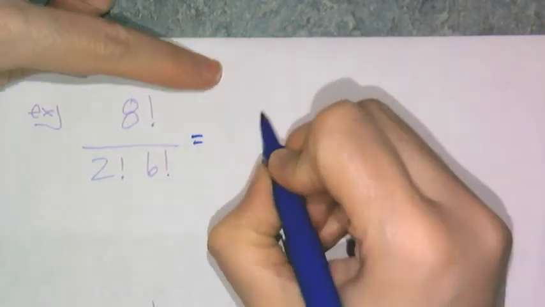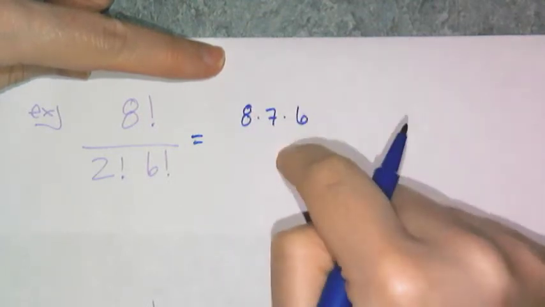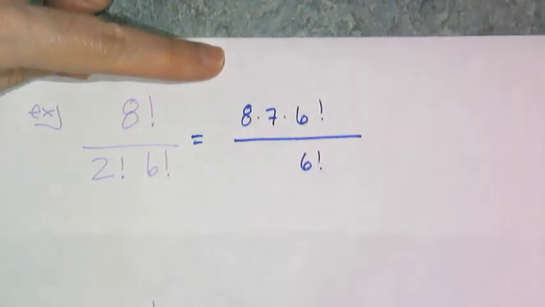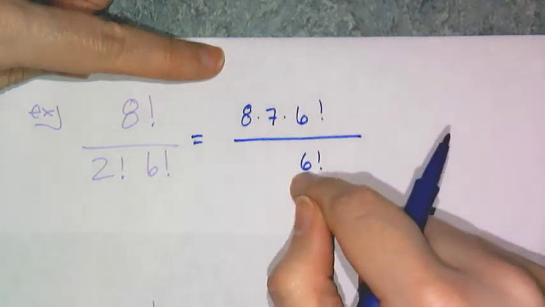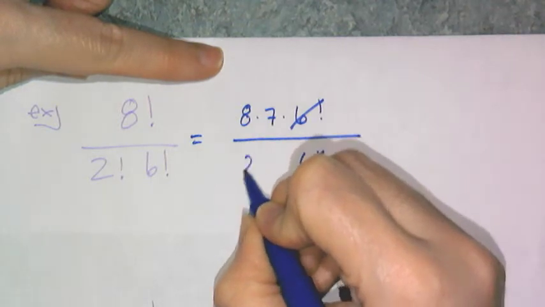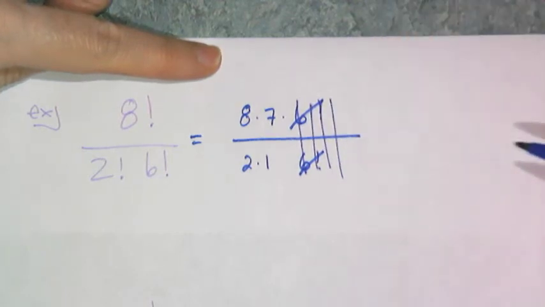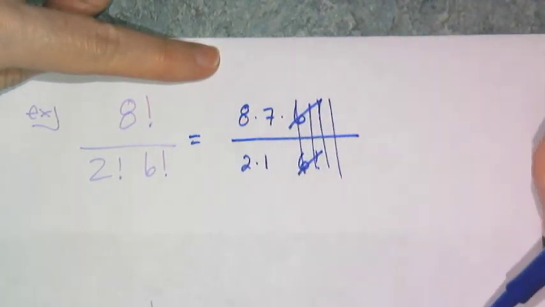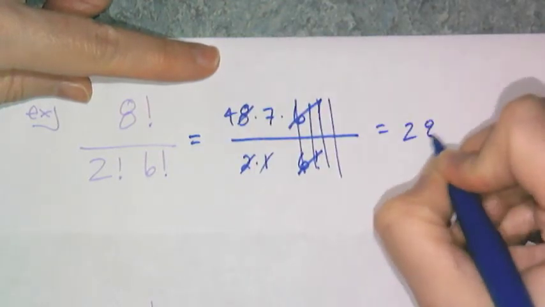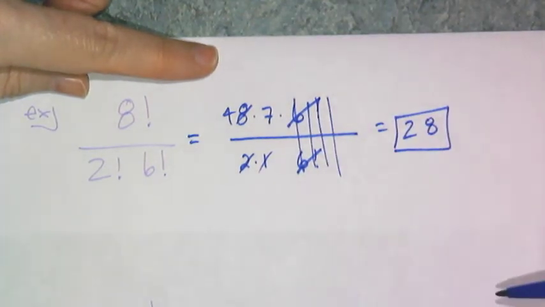So in the case of 8 factorial, I know 8 factorial is 8 times 7 times 6, and then 5, 4, 3, 2, 1. But I notice in the denominator that I have a 6 factorial. So instead of writing all these out, I can just cancel the 6 factorials. And 2 factorial is just 2 times 1. It makes life a lot easier to cancel off those 6 factorials. Now all I have to deal with is 8 times 7 over 2 times 1. So who cares about the 1? That cancels to be a 4, which gives me 28. And honestly, you can do these faster than you can type them into the calculator.